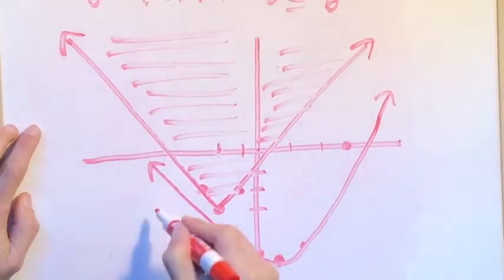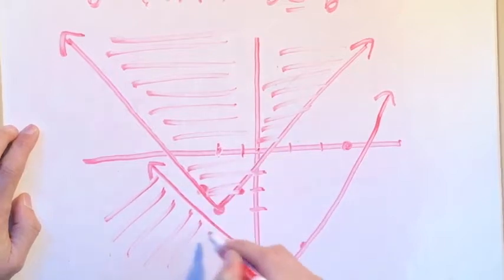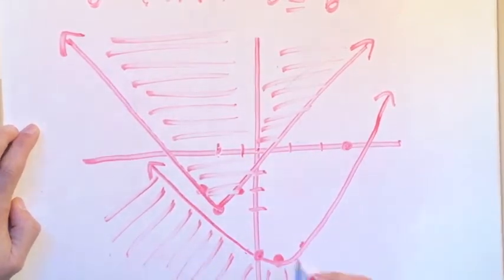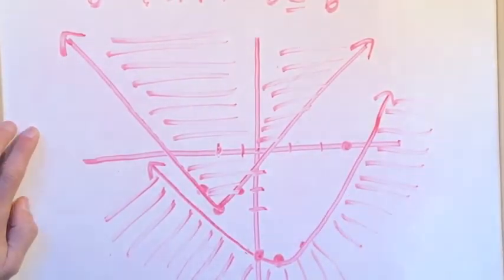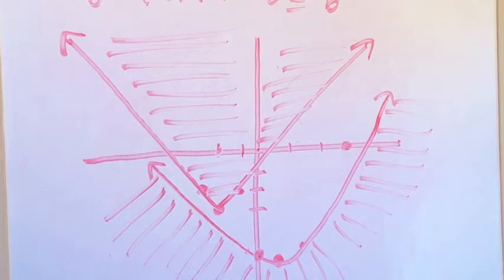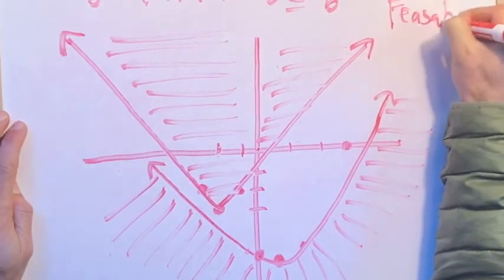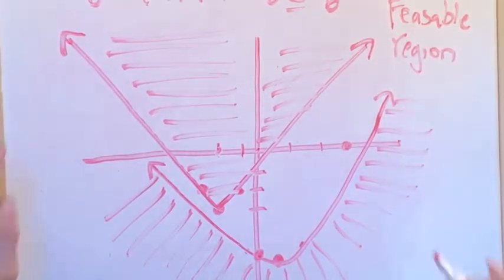So look, I would shade below because I don't want to include that. And if I shaded in here, it would include that. Now, these two graphs are shaded. But the question is, what is the overlapping region? Or it's also called the feasible region. The feasible region is where both graphs overlap in their shading.